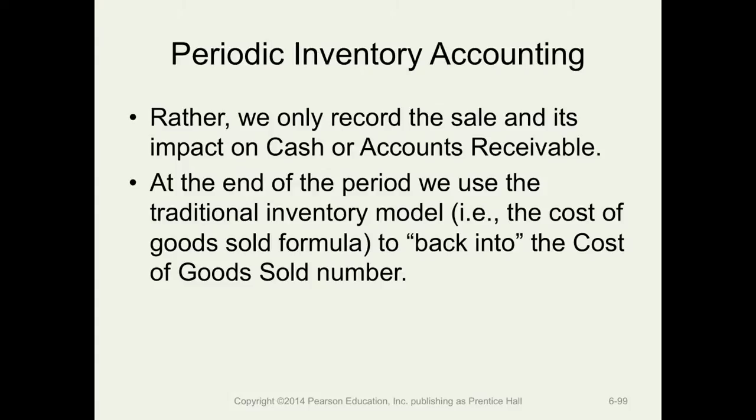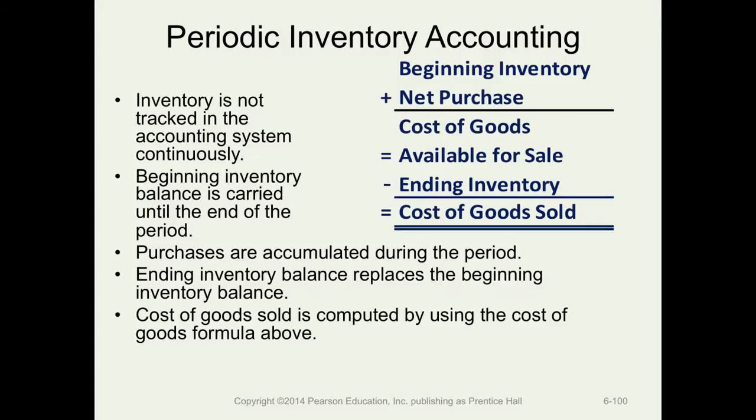And then at the end of the period, we sort of back into cost of goods sold by taking the goods available for sale and subtracting out the ending inventory to get the cost of goods sold. So this is the standard cost of goods sold formula, which you could pretty much use anywhere, but it is a standard for the periodic inventory system. Again, the inventory is not monitored. It's not tracked continuously. So you are only able to make this calculation at the end of a particular period.